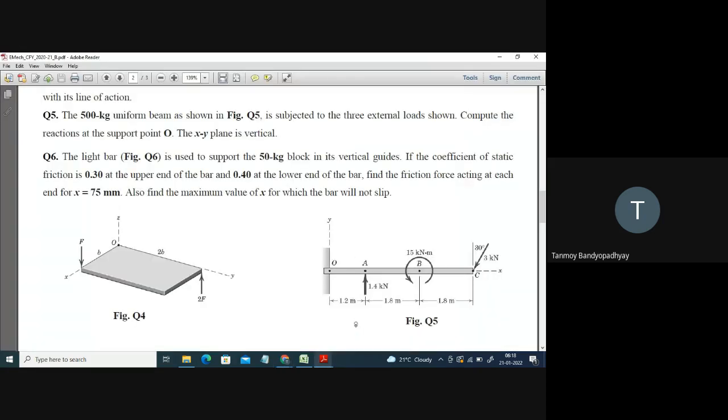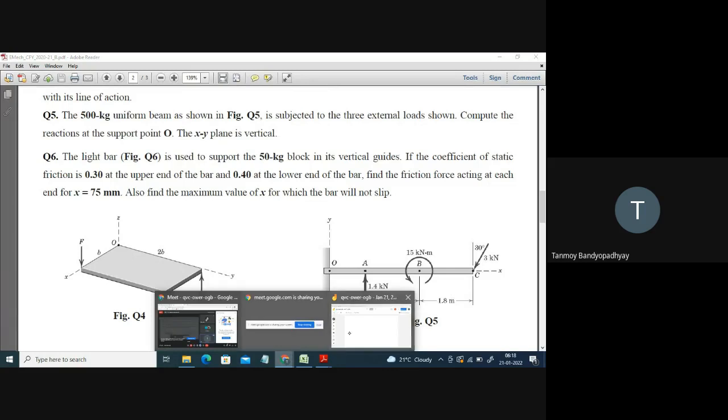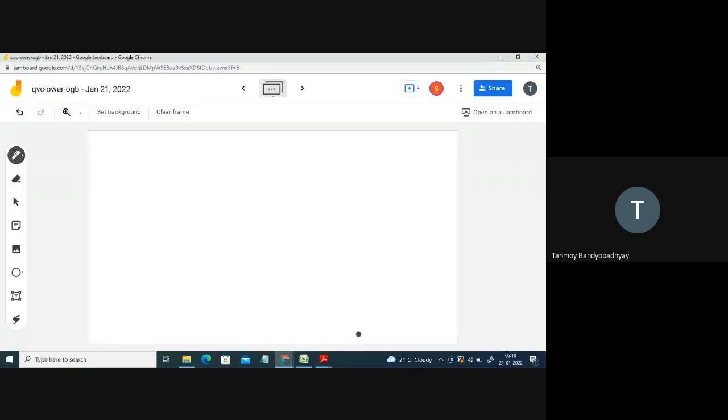So এই প্রবলেমটা আমরা করব কোশ্চেন নাম্বার 5। এখানে দেখো একটা ইউনিফর্ম বিম আছে, it's subjected to 3 external loads as shown. আর compute the reactions at the support point O, the xy plane is vertical. So এই ধরনের প্রবলেম, it's an important problem. এইখানে তোমাদেরকে you have to find out what are the reactions at the points actually.